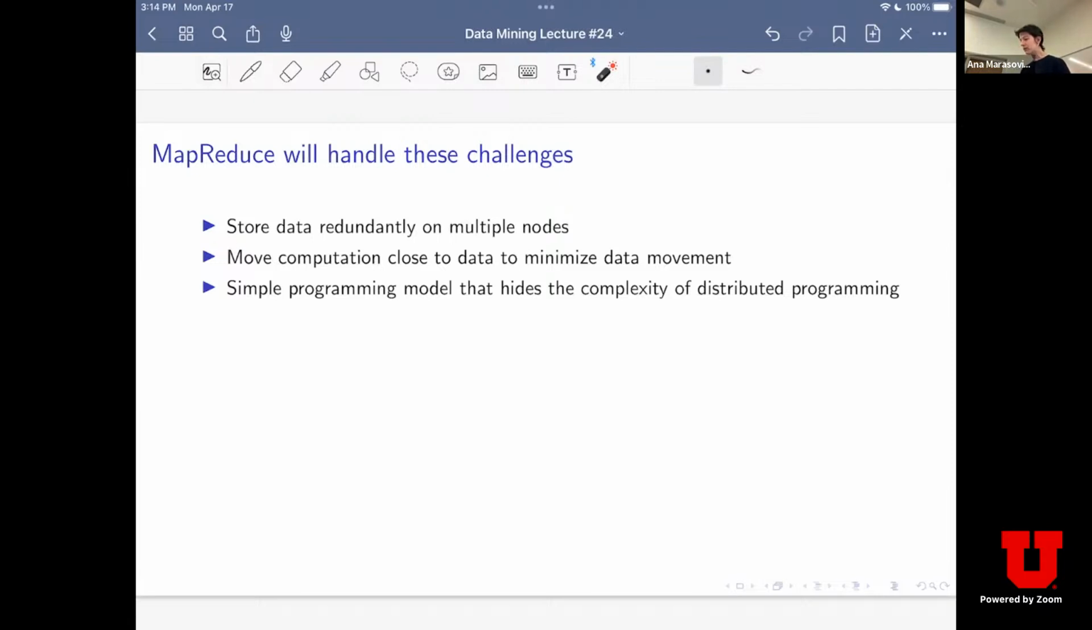Okay, so the first thing is to store the data redundantly on multiple nodes. So if a node fails, then we don't lose the entirety of the data. Everything in this MapReduce system will be designed such that we don't move the data around. Rather, you store chunks of your data on a certain node, and then you call some operation on that node. So we bring the operation to the data instead of the other way around.